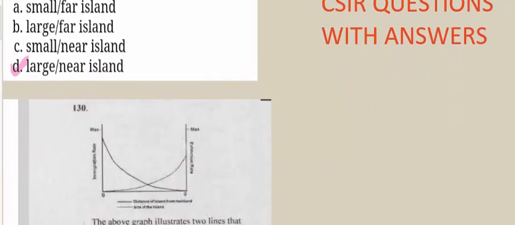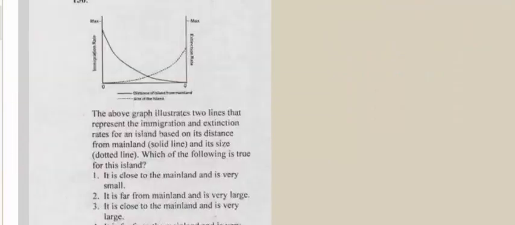The next question is a part C question. They have given one diagram, one graph. The question is: the above graph illustrates two lines that represent the immigration and the extinction rate of an island based on its distance from the mainland and its size. I have already mentioned in the last lecture that richness is completely based on two things: one is the distance from the mainland, and the second is the size of the island, whether it is small or large. So the question is, which of the following is true for this island?